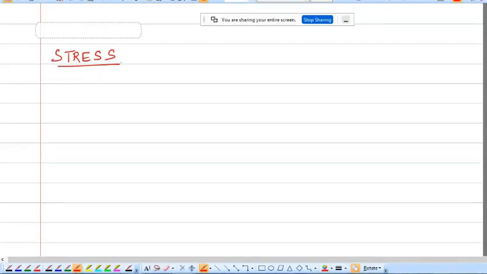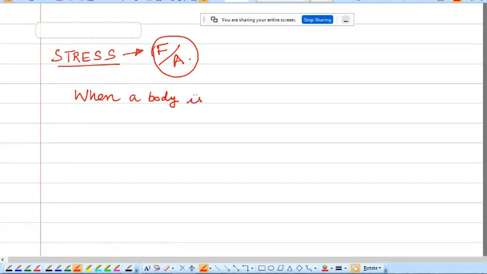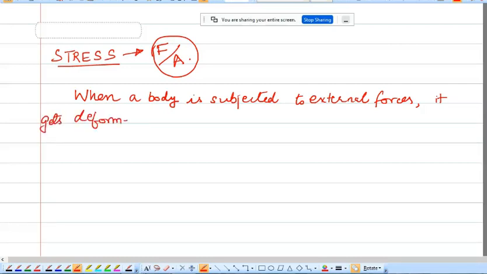Stress. Whenever anyone is asked what stress is, they will give the definition as force by area. But you have to understand what this force is and what this area is. When your body is subjected to external forces, it gets deformed. So this all knows.